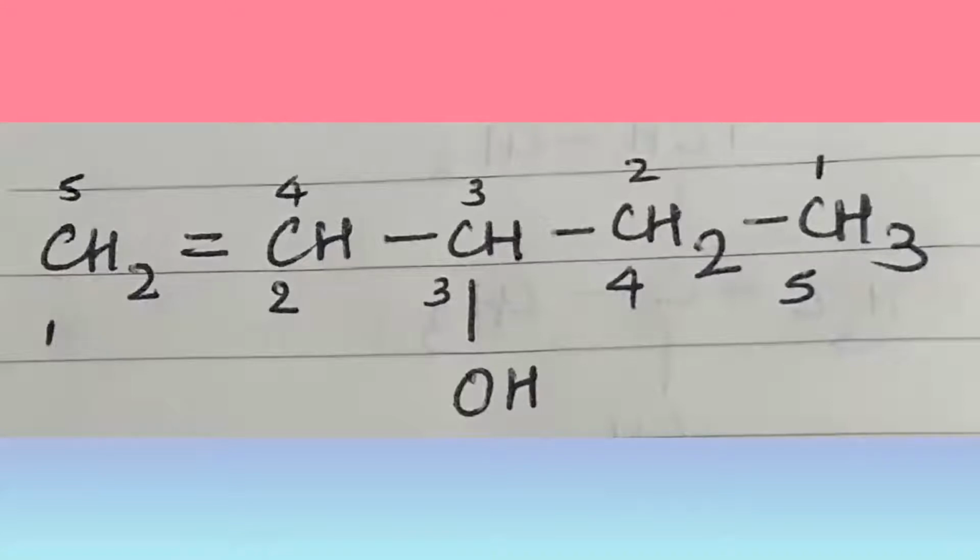In this case also, like the previous one, if the main priority group is present equidistant, we make sure that the second priority group gets the least locant number. So here the first priority is alcohol, that is nothing but the OH group. It's present on carbon 3, even if I go from right to left or left to right.